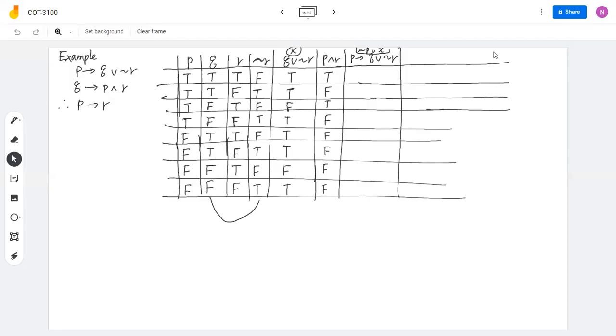So the next one is Q implies P and R. Let's call this column Y, because this is just a column of our premises. And finally the conclusion, which is P implies R.